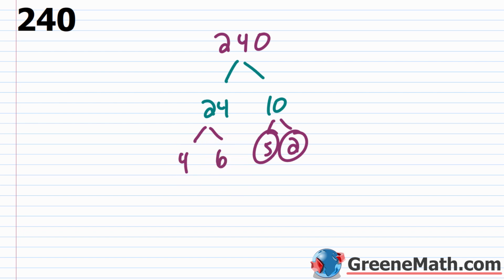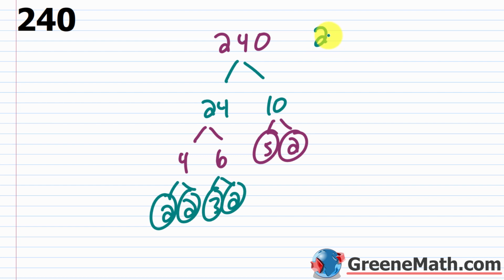So neither of those are going to be prime. So 6, I'm going to do 3 and 2. And this is going to be 2 and 2. Let me circle this and this and this and this. All of those are prime. So 240 would be equal to 1, 2, 3, 4 factors of 2, so 2 to the 4th power, and then times, you've got 1 factor of 3, and then times, you've got 1 factor of 5.